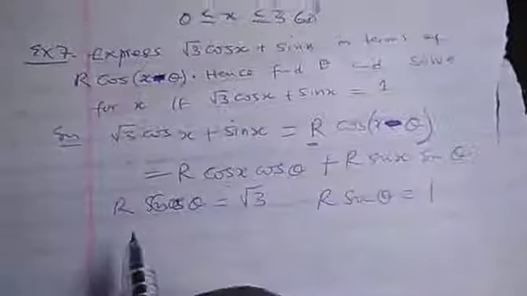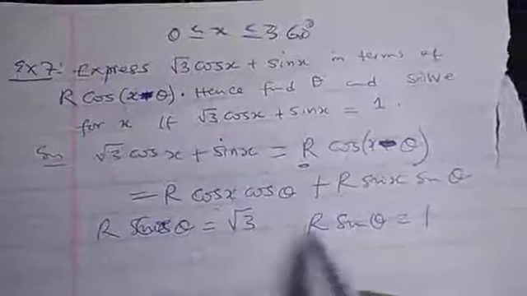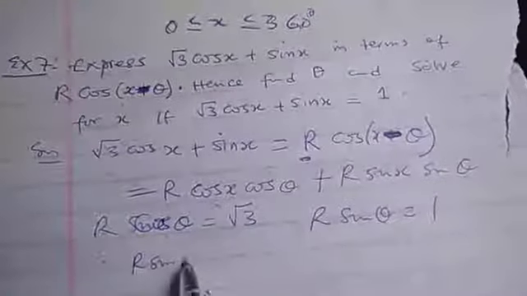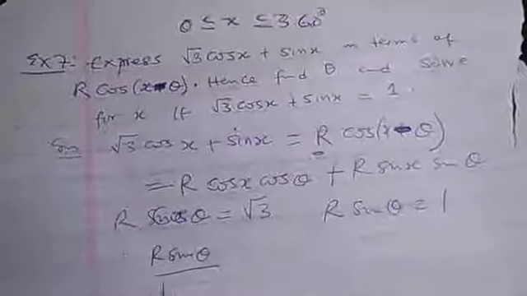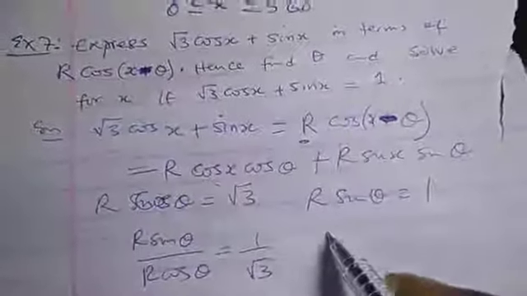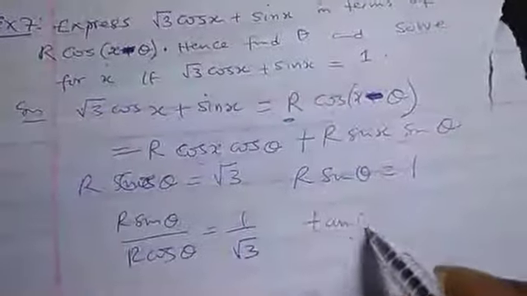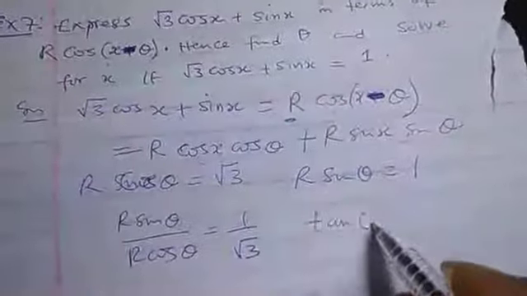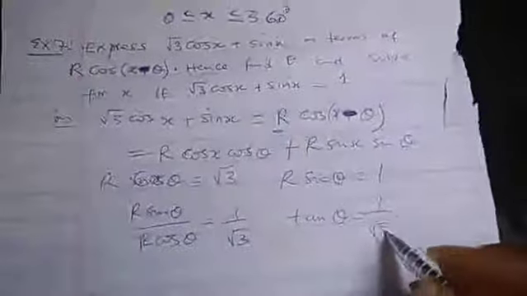From that place, if you divide this by this, we are going to have r sin theta over r cos theta is equal to 1 over root 3. R cancels r. What we have left is tan theta, because sin theta over cos theta is tan theta, equal to 1 over root 3. So theta will now become arctan 1 over root 3, and arctan 1 over root 3 from calculator is 30 degrees. I have found the value of theta, what they asked us to find.